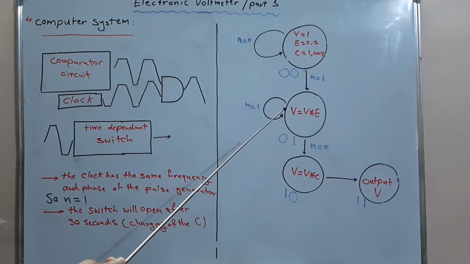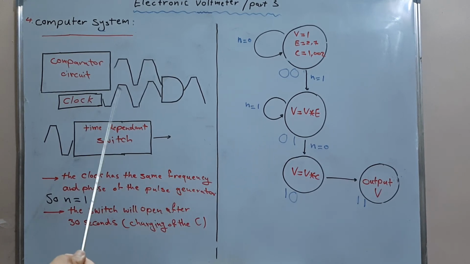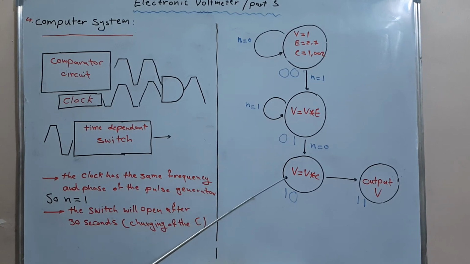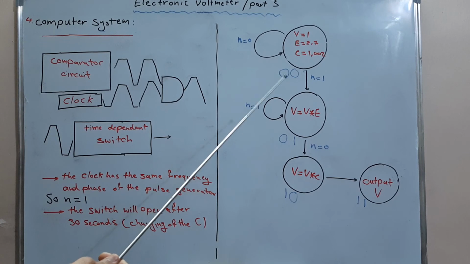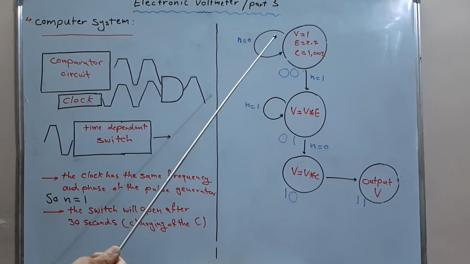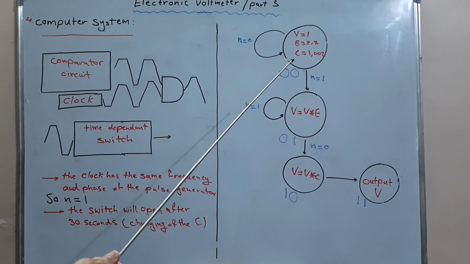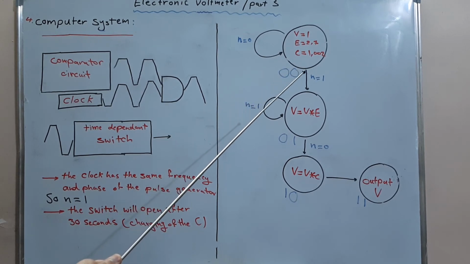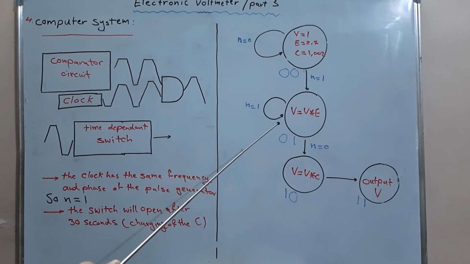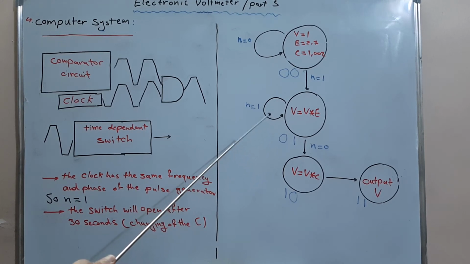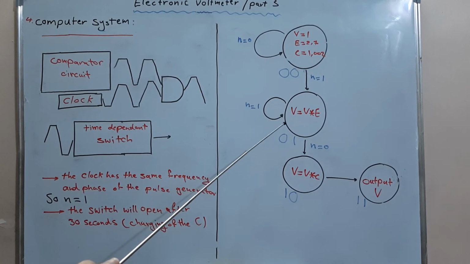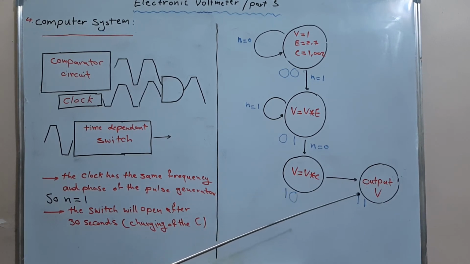The second state will return to itself whenever there are pulses, and will go to the third one when there are no pulses. The third one will go to the fourth one unconditionally. In the first state, the operations that will occur are V is equal to 1, E is equal to 2.7, C is equal to 1.002. In the second state, the operation that will occur is V is equal to V multiplied by E. In the third one, V is equal to V multiplied by C. And in the last one, the output of V will occur.